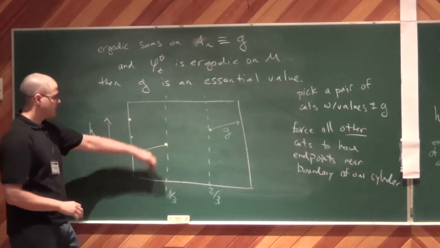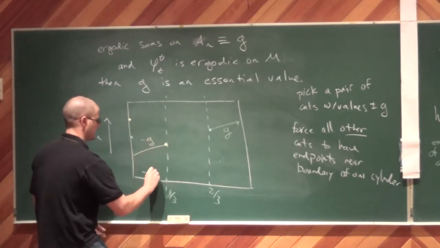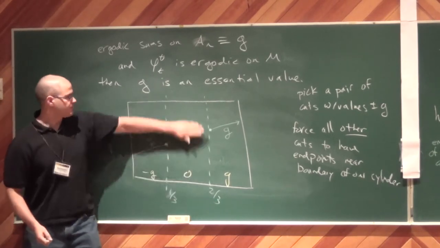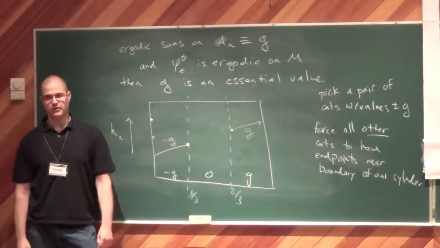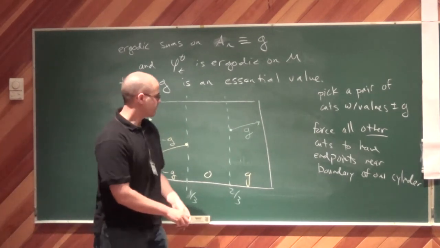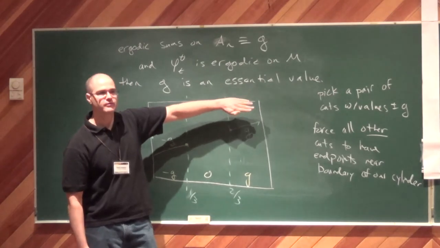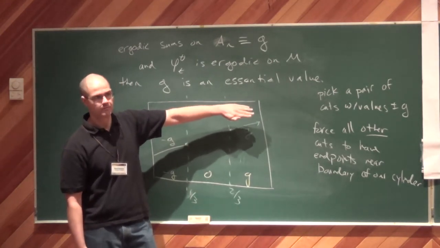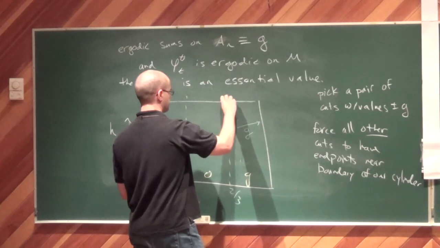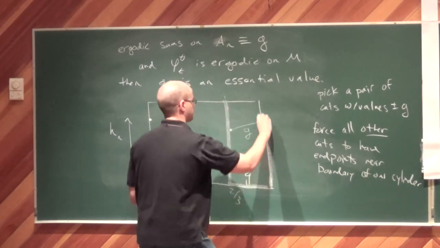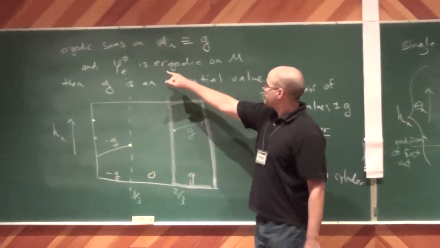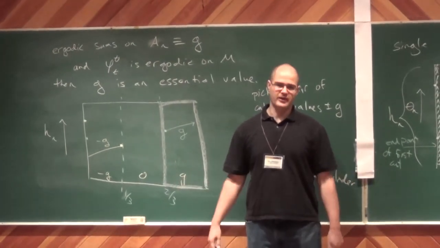So what are the ergodic sums projected down to on the base? Negative g, 0, and g. Okay. And what are the measures of these three sub-cylinders? As close as I want to 1/3. In other words, I've found a sequence of sets whose measure, for example this one here, is bounded away from zero, in fact converging to 1/3, where the flow along this little subcylinder is nearly invariant, and the ergodic sums are always exactly g. So what do you conclude? That g is an essential value of the skew product.